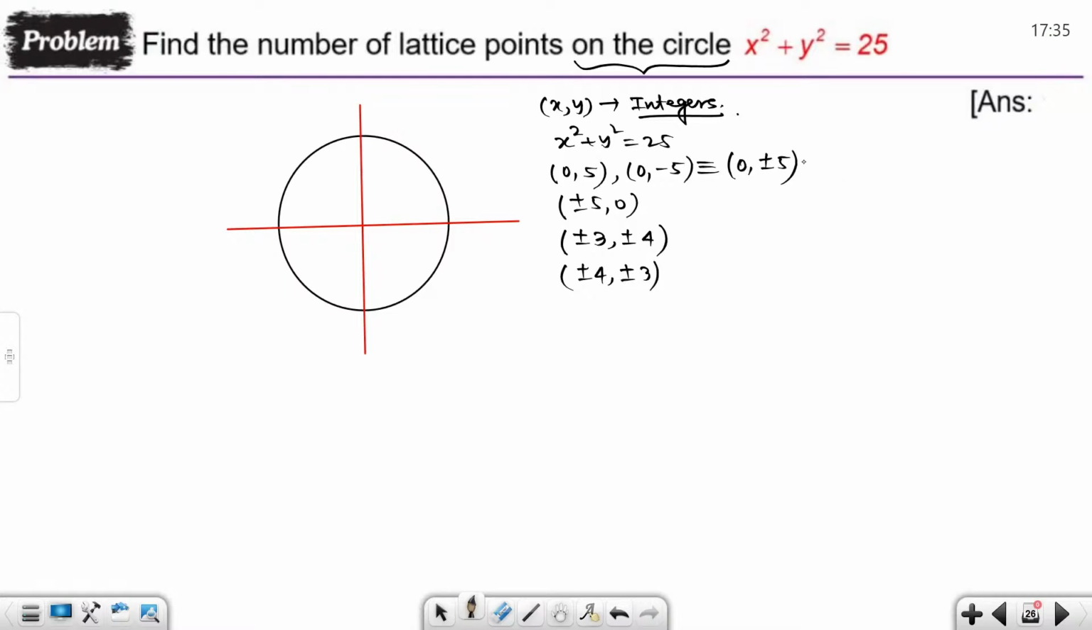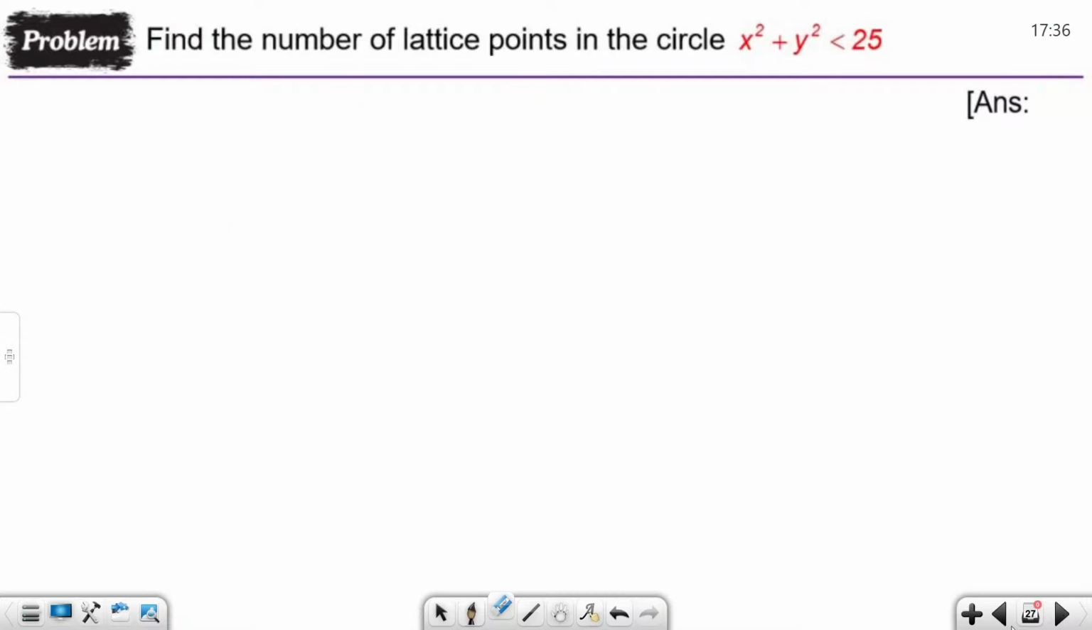So how many points are there? From here we are getting 2 points. From here we are getting 2 points. From here we are getting 4 points. From here also we are getting 4 points, right? So the total number of lattice points present on the circle x square plus y square equals 25 is basically 2 plus 2 plus 4 plus 4. That gives us 12. Is it clear? Have you understood it? So yes, it's 12.